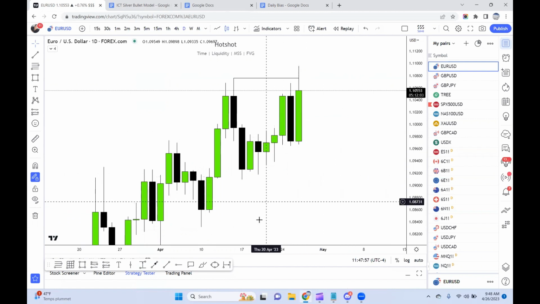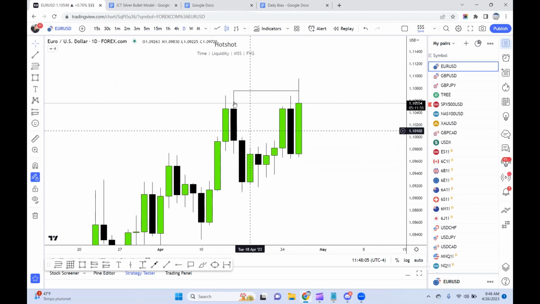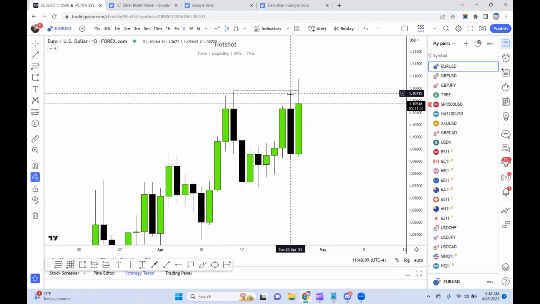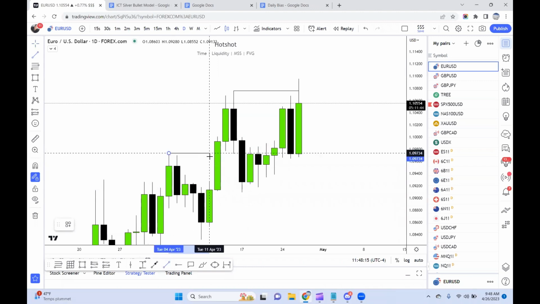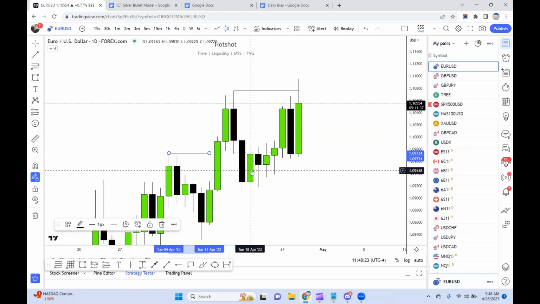Euro USD right here. It just took out buy side liquidity, so at this point we're neutral, right? This was our draw on liquidity first. It was drawing up to that, and you can see that it ran that. Where was it coming from? Well, if you notice, it ran out liquidity here recently. It expanded the following day a little bit more, but then it began a retracement.